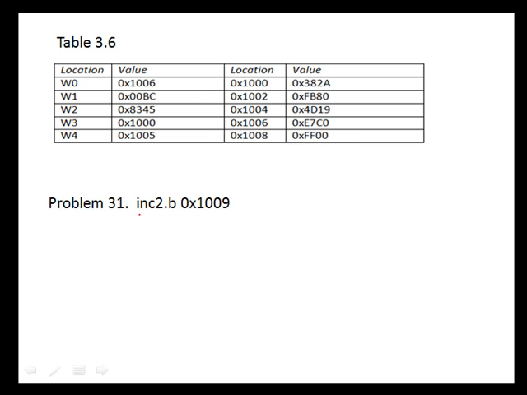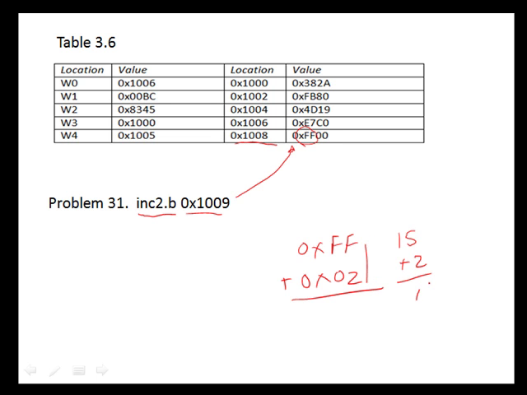Problem 31 has the instruction increment 2.byte memory location 1009. This is going to take the byte value stored at 1009, increment it by 2, and store the result back at 1009. So let's look at memory. The 16-bit value stored at 1008 is FF00. The most significant byte of this location is going to be 1009. So we're going to take an FF and we're going to add 2 to that. So this least significant digit is going to be 15 plus 2. That's going to be 17. That's greater than or equal to the base, so we subtract the base from it, and we're going to leave a digit of 1 behind. So there's going to be a 1 here. We're going to have a carry of 1 to this column.